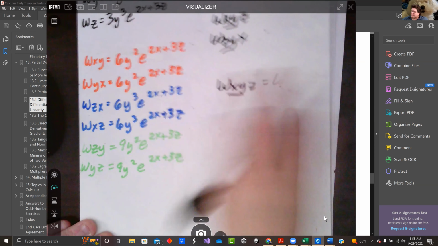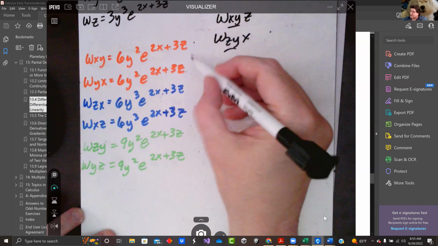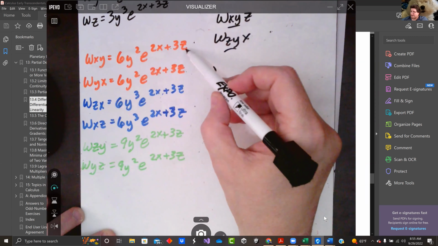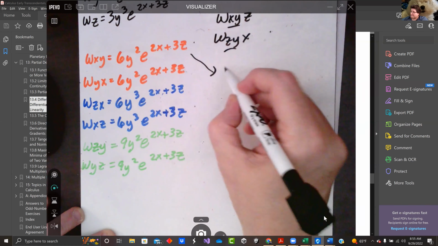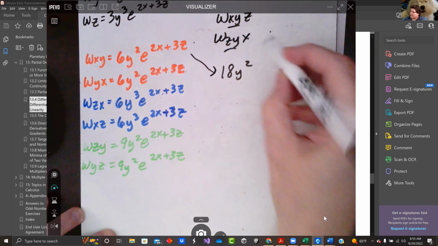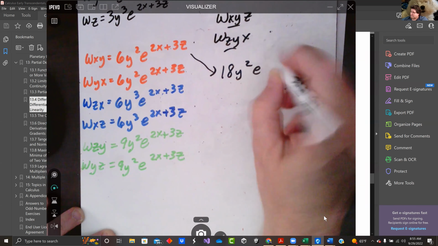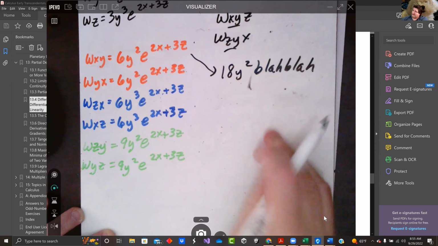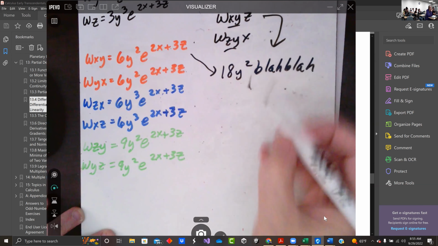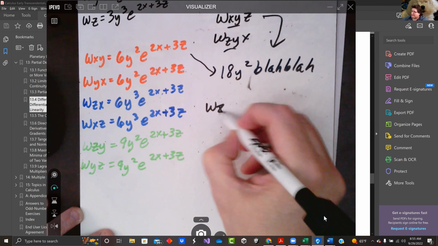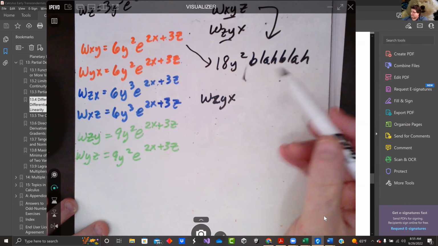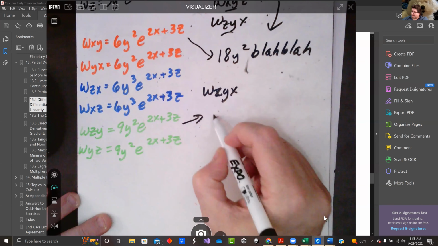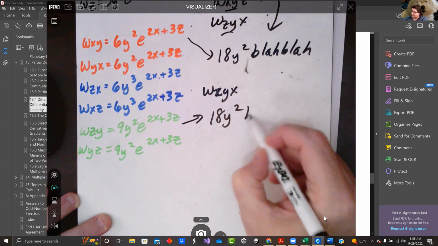Let's take a look at wxyz and wzyx. Wxyz right here, we bring the 3 down because the z's the variable now. So this becomes 18y squared e to the blah blah. There we go. Here's your blah blah. That was wxyz. When we do wzyx, that's working off of this one. The x, I bring the 2 down and I've got 18y squared blah blah.